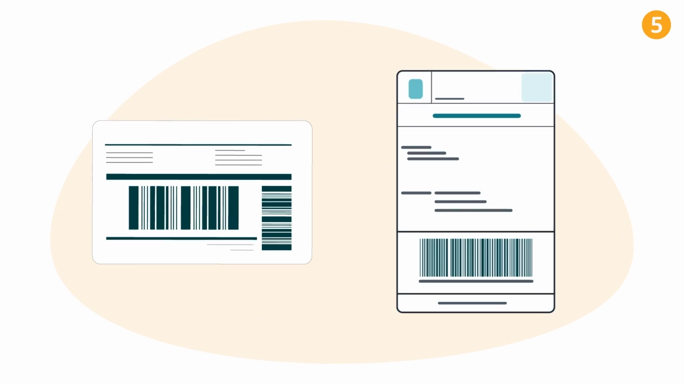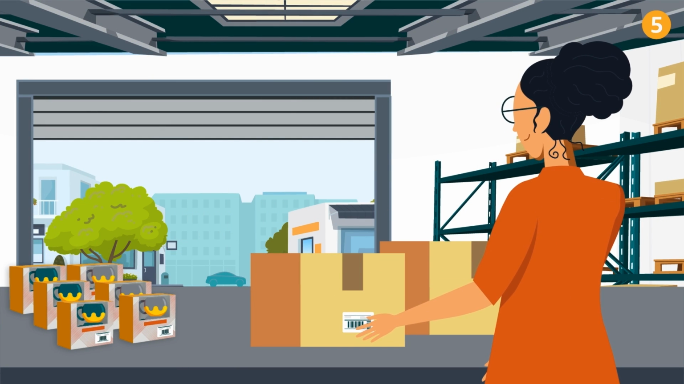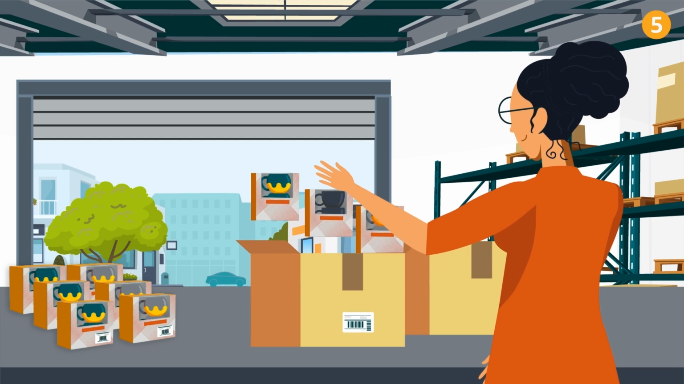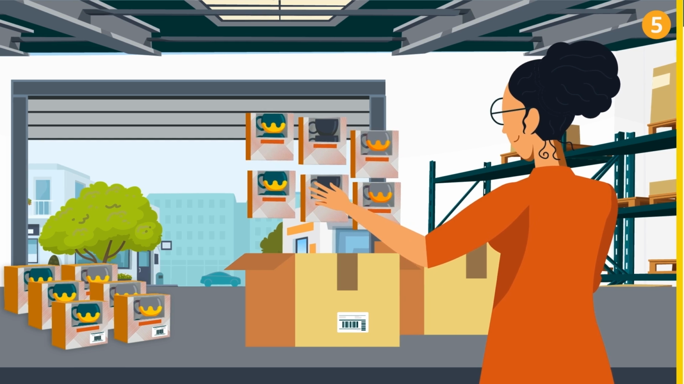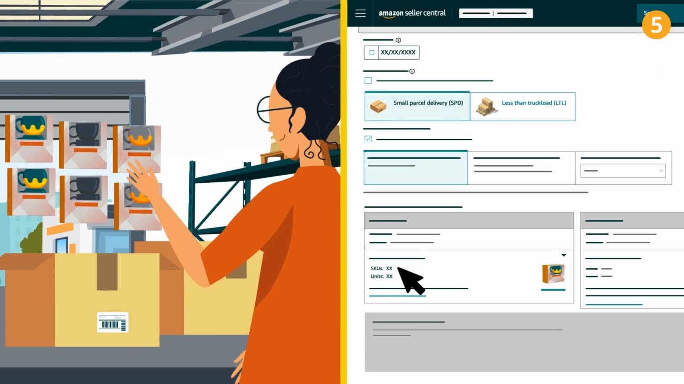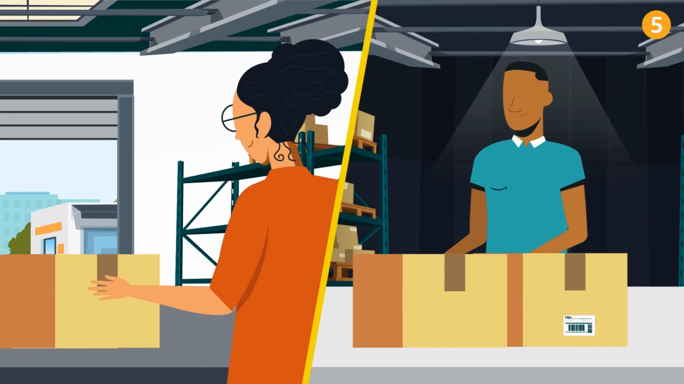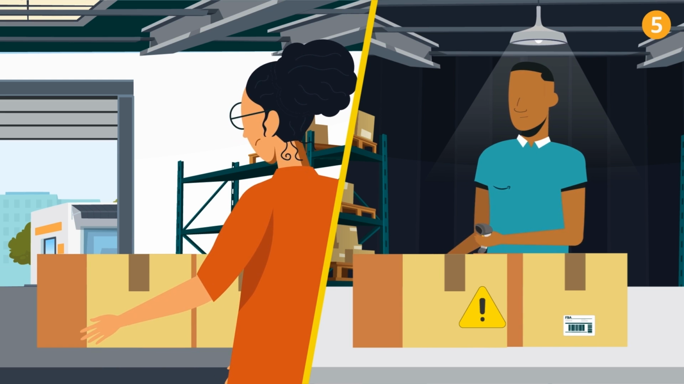Ensure all labels are scannable and readable. Also, to avoid delays, make sure to put the correct label on the correct box. Verify that the SKU and number of units in each box match the SKU and number of units in the box content information you provide. Note that failure to label your boxes with the required FBA box ID label may prevent future shipments from occurring.